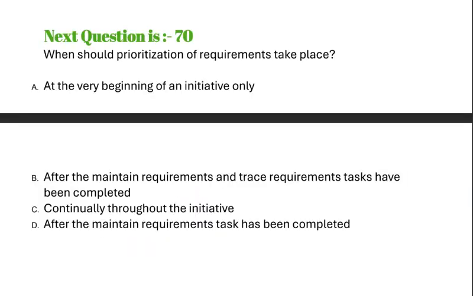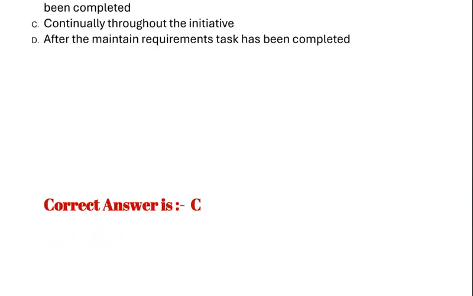Question is, when should prioritization of requirements take place? Option A, at the very beginning of an initiative only. Option B, after the maintained requirements and trace requirements tasks have been completed. Option C, continually throughout the initiative. Option D, after the maintained requirements task has been completed. Correct answer is option C.